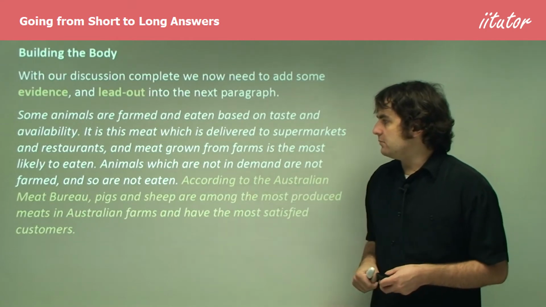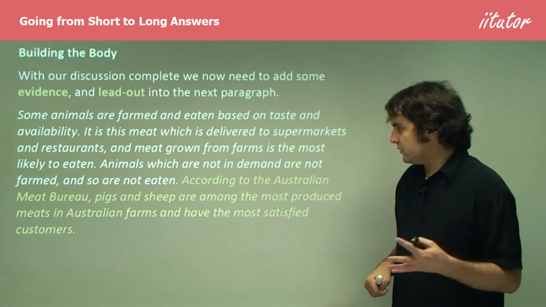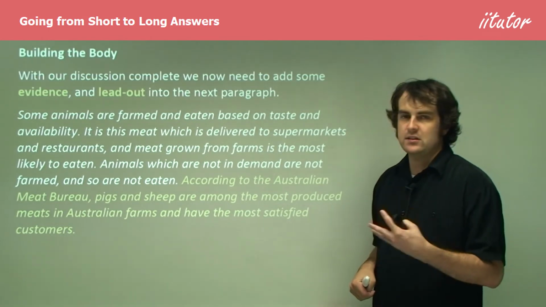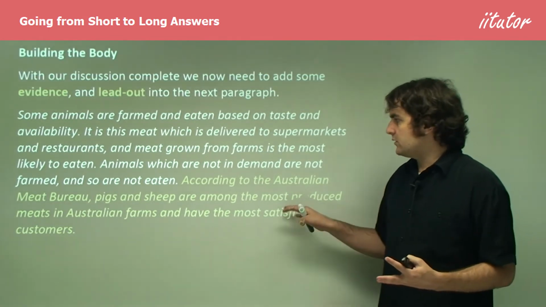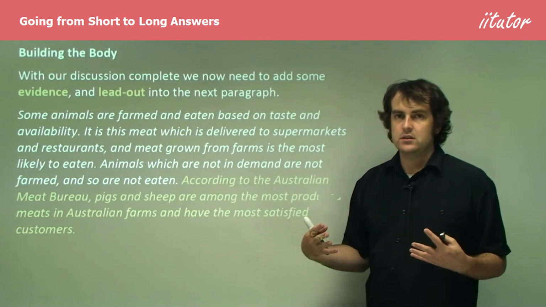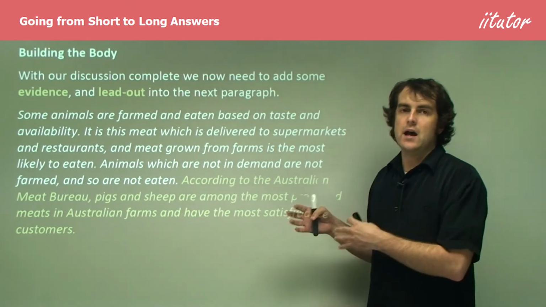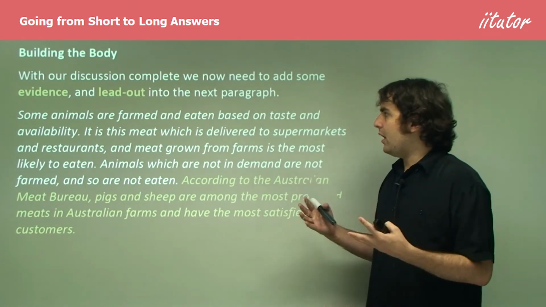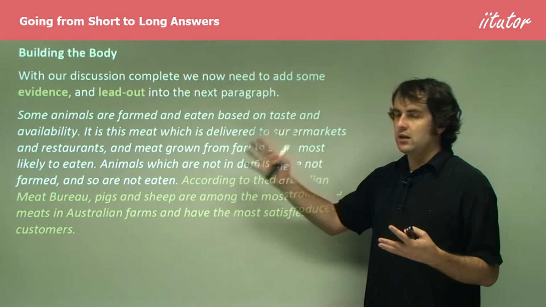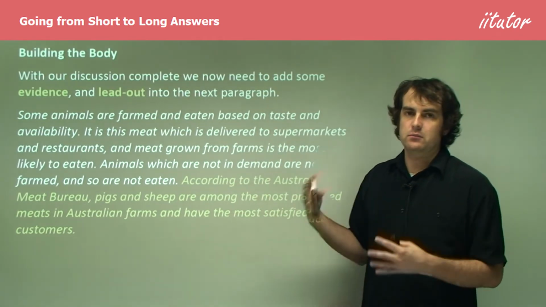According to the Australian Meat Bureau, pigs and sheep are among the most produced meats in Australian farms and have the most satisfied customers. So this is saying that a popular choice, something that's farmed, is something that we would prefer to have as food. And it just proves why we choose to eat animals based on taste and availability, and why we choose to eat some animals and not others.